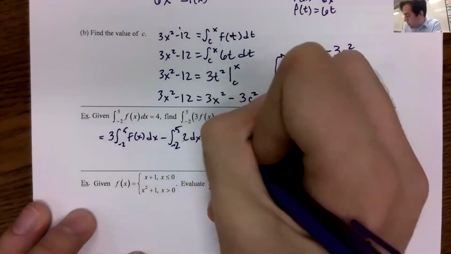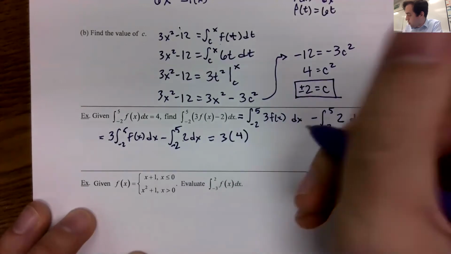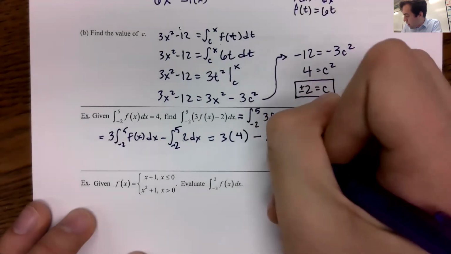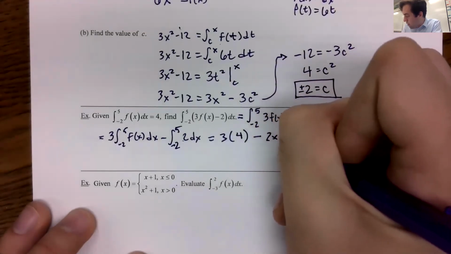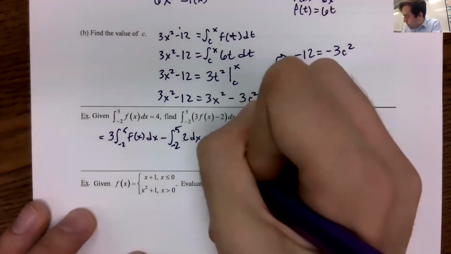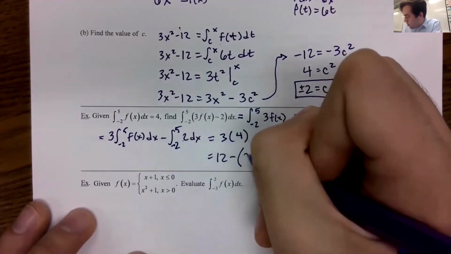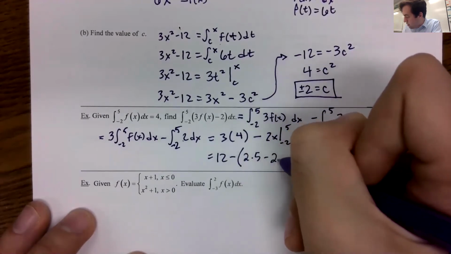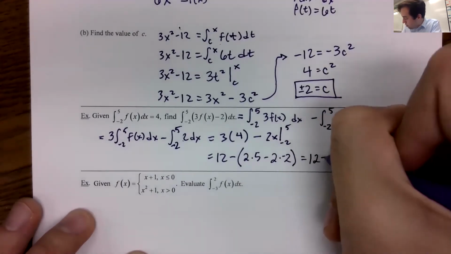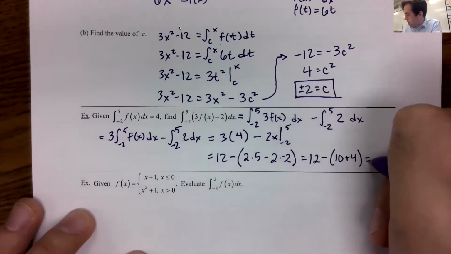So that's pretty nice. This first part just becomes 3 times 4. I didn't even have to integrate. The second part, though, I would think about that the integral of 2 is 2x. And we're going to evaluate that from negative 2 to 5. So now we have 12 minus parentheses 2 times 5 minus 2 times negative 2, which is 12 minus 10 plus 4. So 12 minus 14 is negative 2.